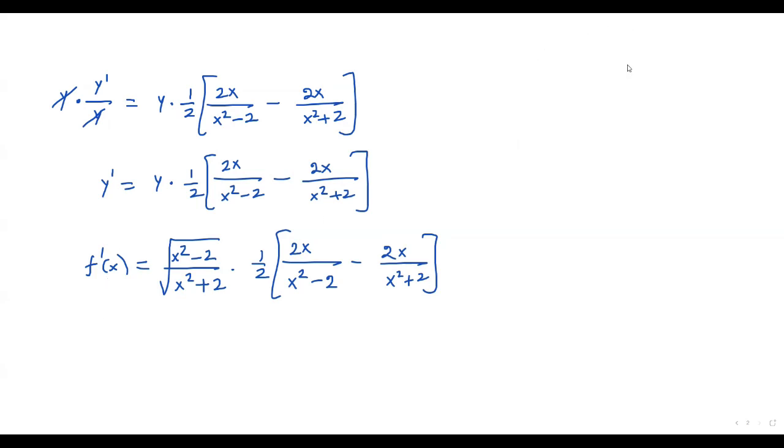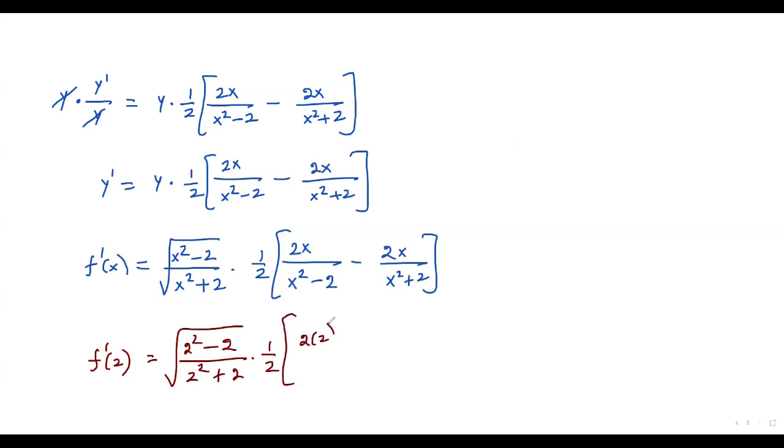So now what we have to do is plug in x equals 2. When I plug in x equals 2 over here, on the right side also, everywhere I have to plug in 2 for x. Then we have square root of (2² − 2)/(2² + 2) times 1/2 times [2·2/(2² − 2) − 2·2/(2² + 2)]. Okay, let me continue over here.